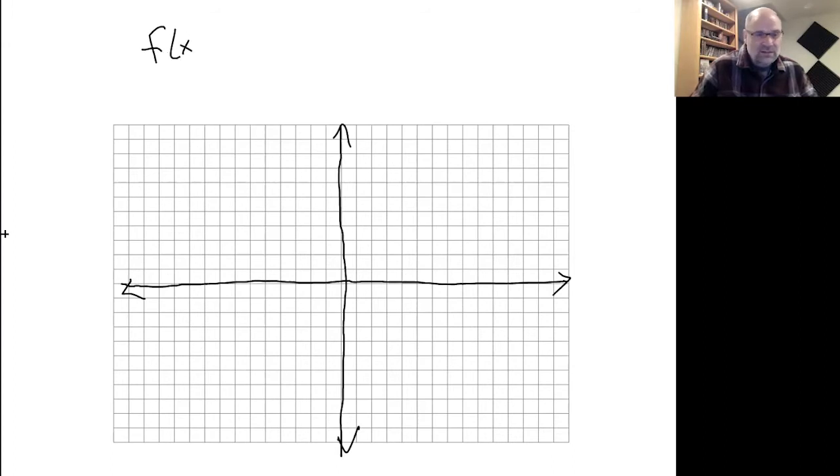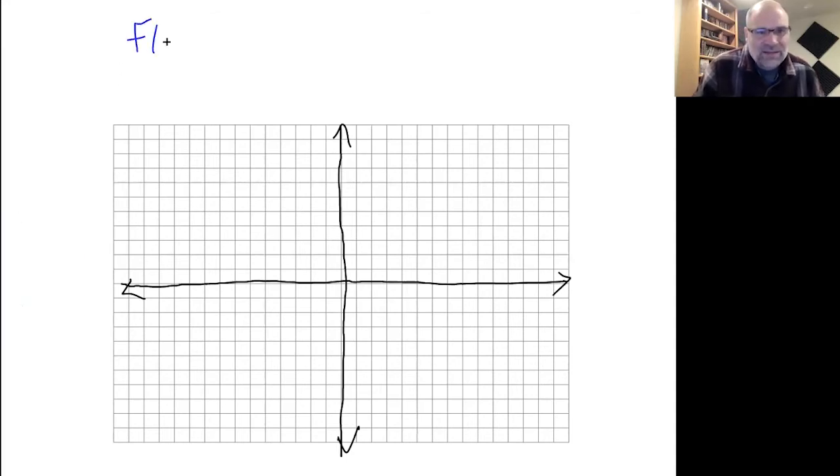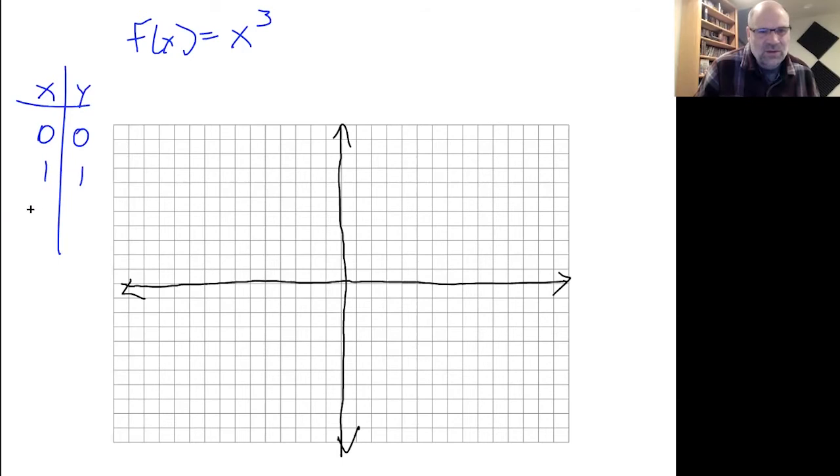F of x, let's do a different color here. So f of x equals x cubed. All right, well, let's try some x values. So 0 still gives you 0, 1 gives you 1, but negative 1 gives you negative 1. Because if you plug in negative 1 times negative 1 times negative 1, that turns back to negative 1. 2 would give you 8, negative 2 would give you negative 8.